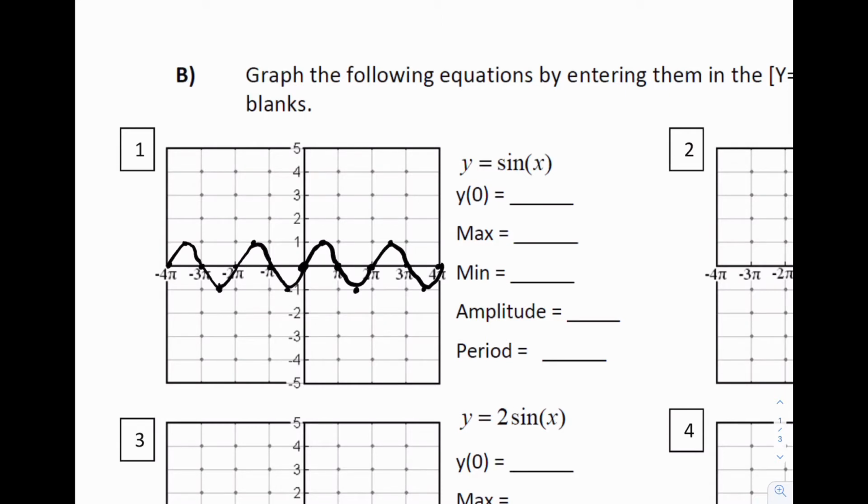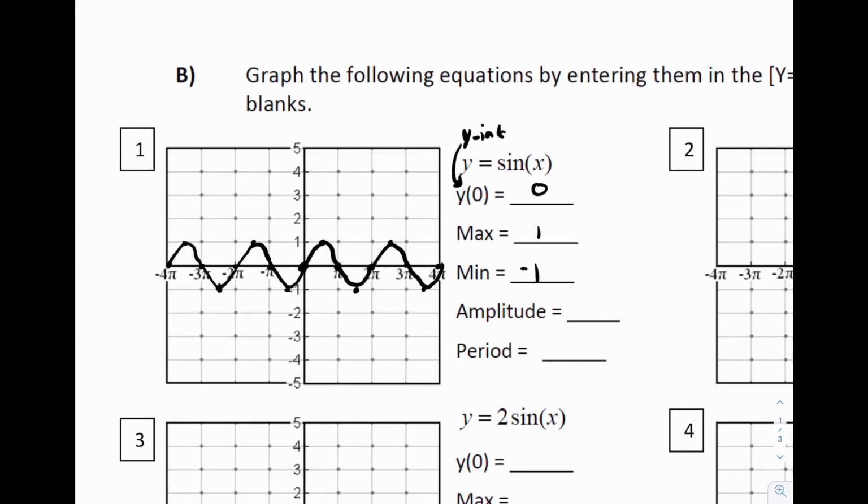Now let's answer the questions that are given. This y of 0, that's an interesting way of writing y-intercept. So in this worksheet, you'll see that a lot. The y-intercept here is clearly 0. The max value is referring to the highest the graph will ever go. So that's up here. That's 1. The min's the lowest it'll go. So that's down here. Negative 1.